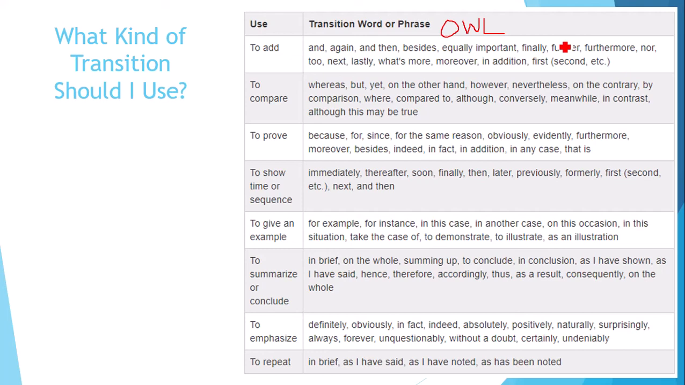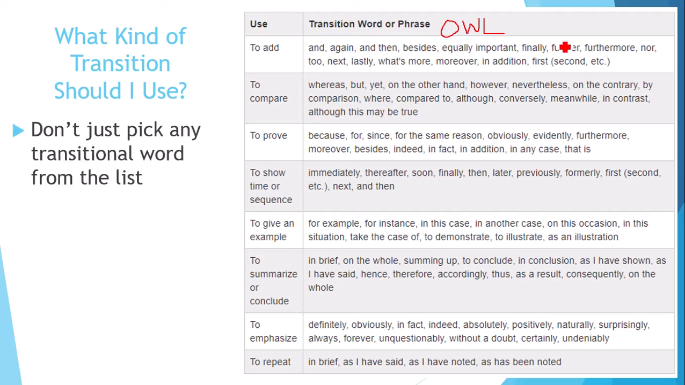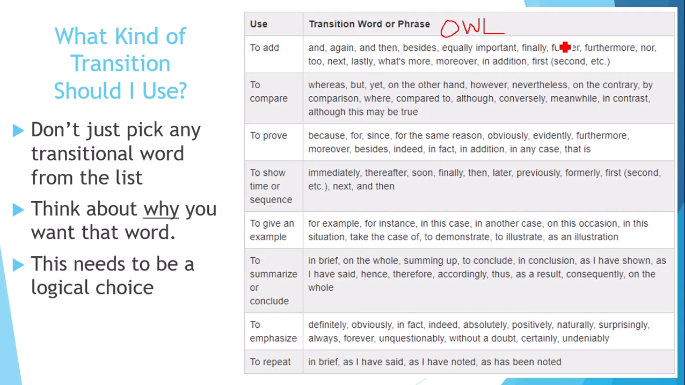So when people first look at this list, they have a tendency to just grab a word and say, okay, my teacher said I should use transitions. I'm going to put transitions in. But it's very important that you don't just pick any word from the list. You need to think about why you want that word, and it needs to be a logical choice.